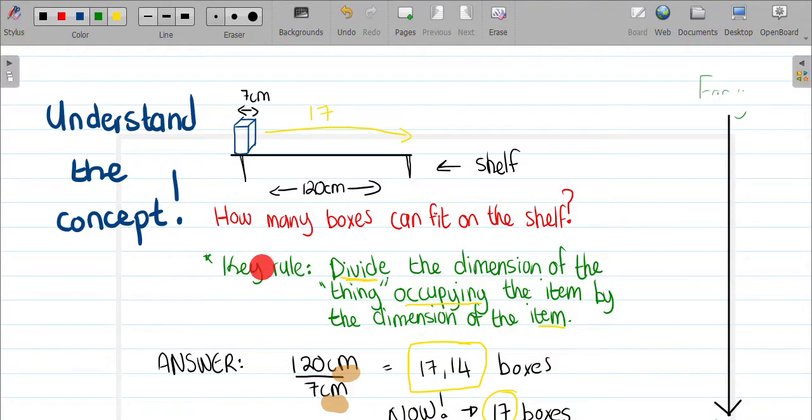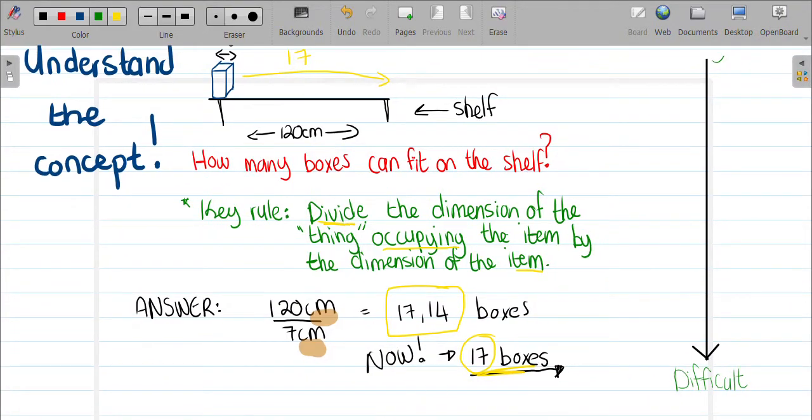So let's have a look at the key rule in packaging. So the question is how many boxes can fit onto the shelf, this shelf here. So I'm just going to read the key rule and then I'll explain exactly what it means. Let's have a look. So I said over here, divide the dimension of the thing occupying the item by the dimension of the item. So what I mean is this, divide the dimension of the thing, in this case it is the shelf, the thing that occupies the item, in this case it is the shelf. So take the dimension of the shelf, which is 120 centimeters, that's why I highlighted it here. And then we are going to divide it by the dimension of the item.